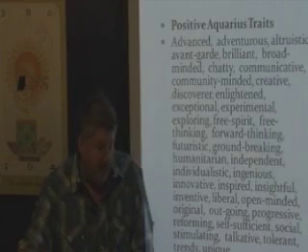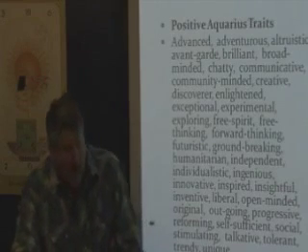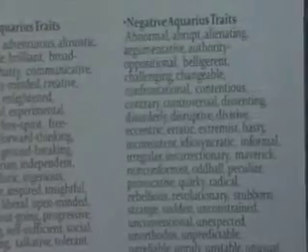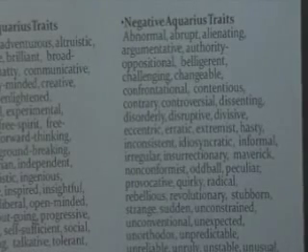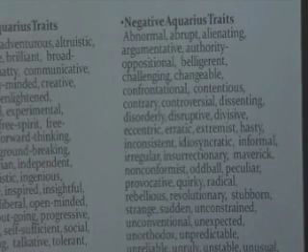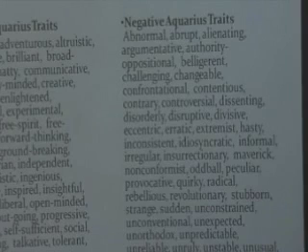Well, and here are their negative traits. Abnormal, abrupt, alienating, argumentative, authority, oppositional, belligerent, challenging, changeable, confrontational, contentious, contrary, controversial, dissenting, disorderly, disruptive, divisive. They're doing a lot of dissing here too. Eccentric, erratic, extremist, hasty, inconsistent, idiosyncratic, informal, irregular.